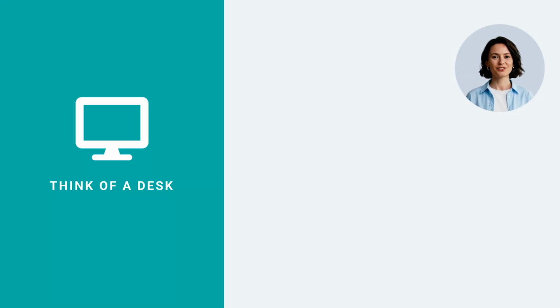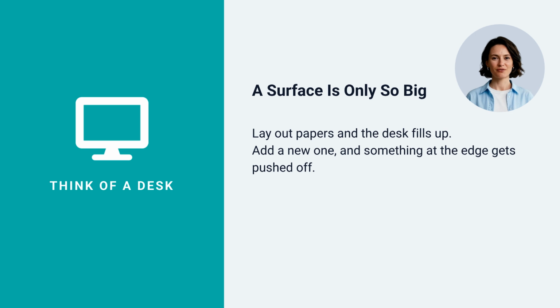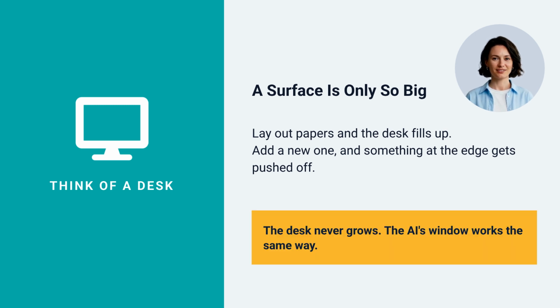Another way to picture this is to think of a desktop. The surface of the desktop is only so big. You can spread out a certain number of items on the desk. However, the moment you try to add an item to the desk while the surface is full, something at the edge gets pushed off to make room for the newly added item. The desk never grows or gets bigger. The AI's context window works exactly the same way. A fixed surface with a hard limit on what fits.